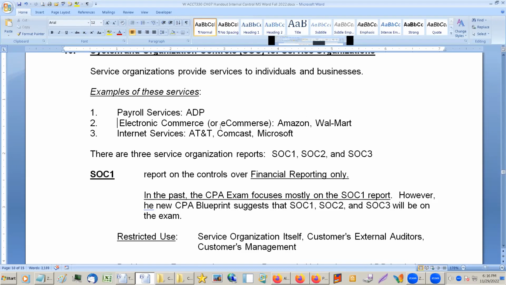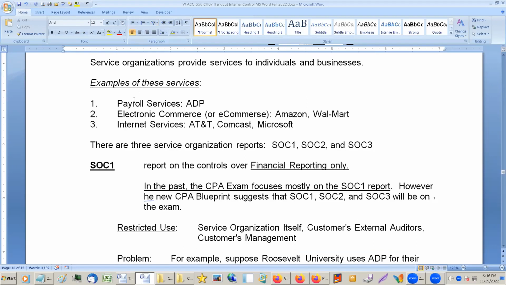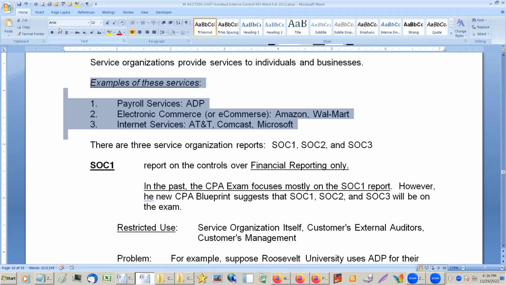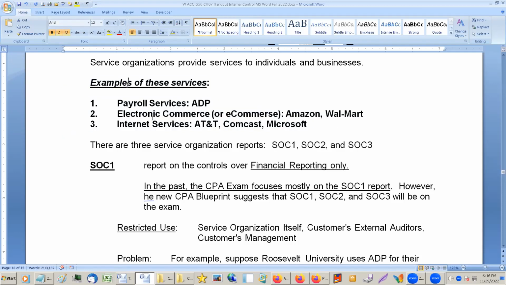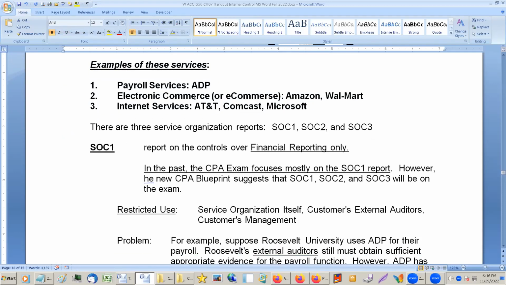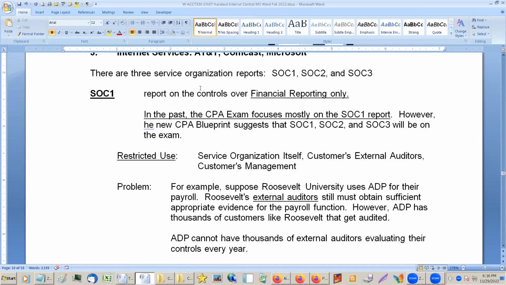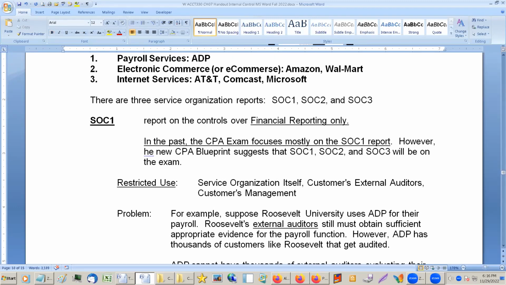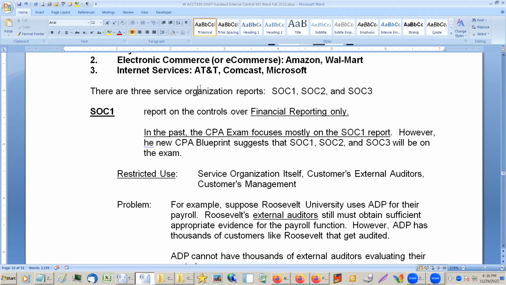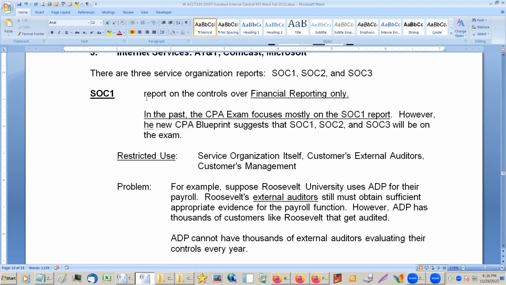Okay, here are some examples of services. The spacing's kind of funny here, but payroll services, ADP, electronic commerce, internet. So these are all services that a lot of times businesses will use rather than doing it themselves. And again, the problem for us is the internal controls, where are they?